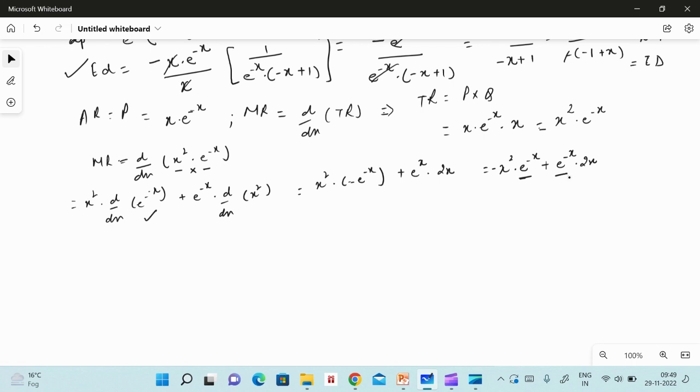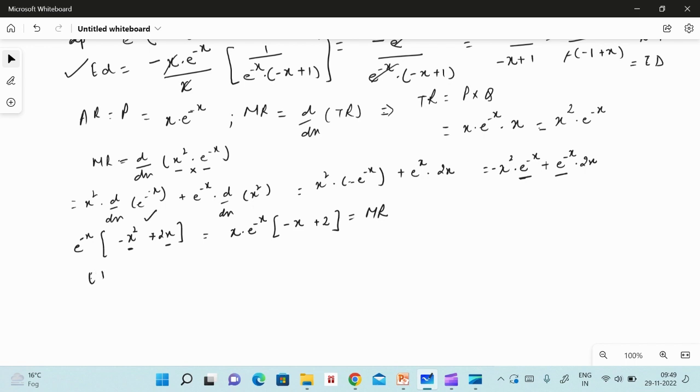Now this e power minus x is common in both the terms, so I will take it as common: e power minus x into minus x square plus 2x. Now again from here we will take one x common. So I will get x into e power minus x into minus x plus 2. Now this is the value of my marginal revenue.